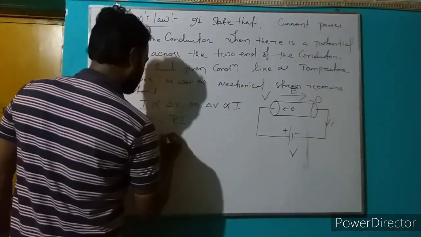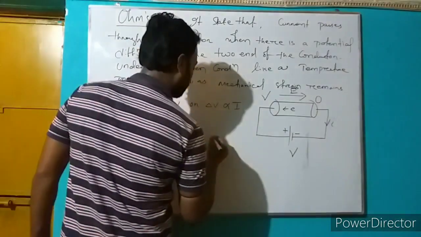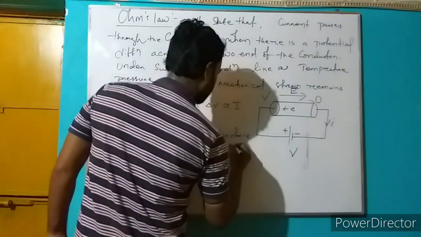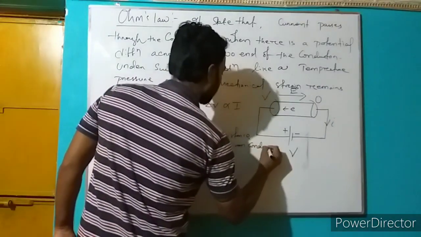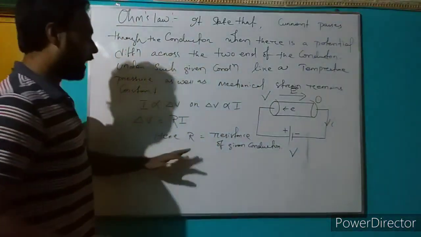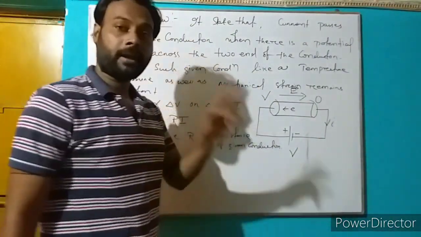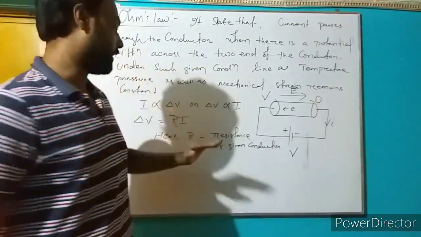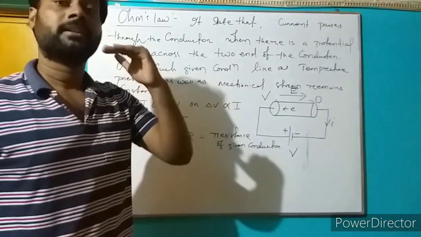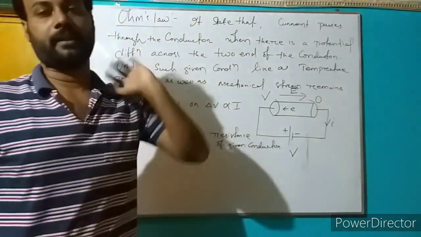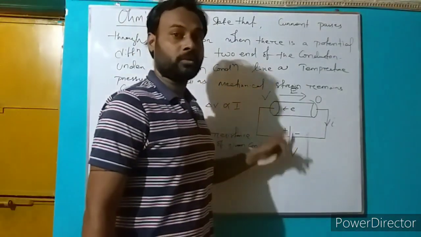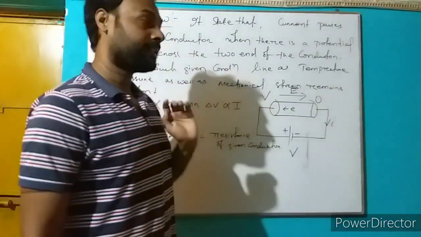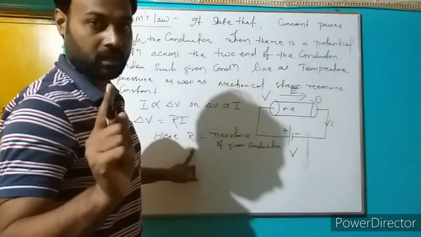So here R is equal to the resistance of the given conductor. That R remains constant when the conductor obeys Ohm's law. Otherwise, it cannot be constant; it varies from material to material. Those substances which obey Ohm's law are called ohmic conductors. In that case, R remains constant. Okay, are you getting my point?